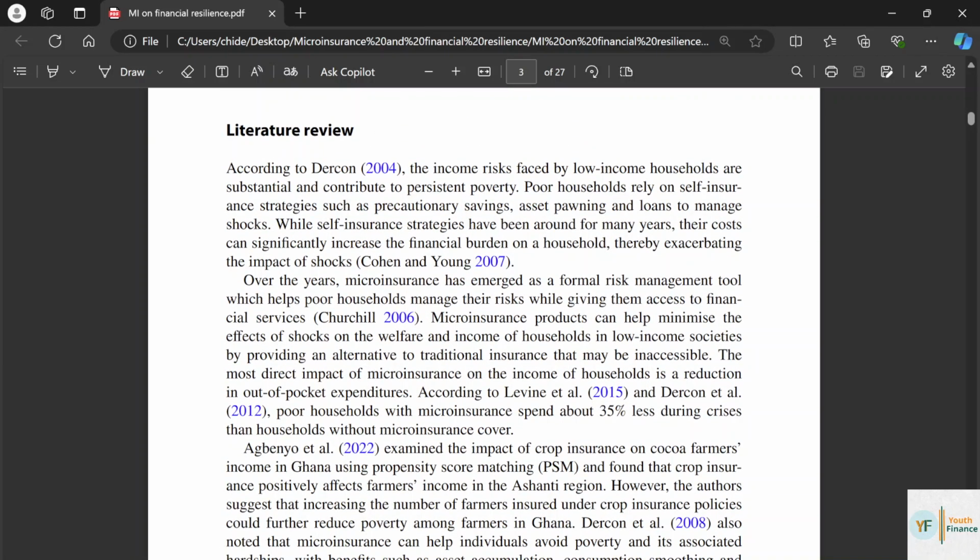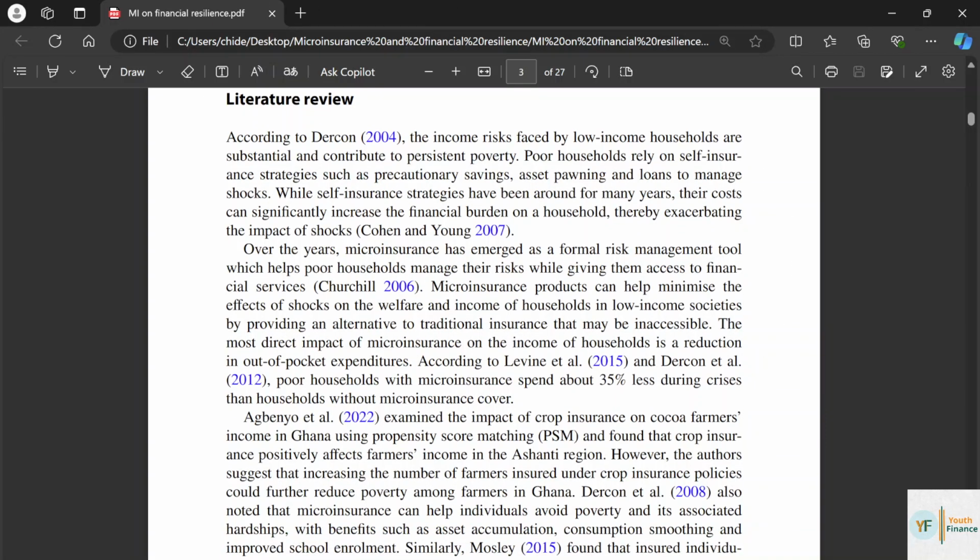We are now at the literature review section, and the literature review section here is made of 19 relevant papers, and a literature review always tells a story. So the literature review story goes this way. Low-income households face income risk and use self-insurance strategies to manage shocks. However, self-insurance costs can significantly increase household financial burden, thereby intensifying the impact of shocks.